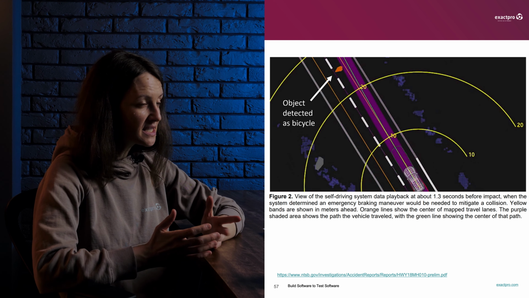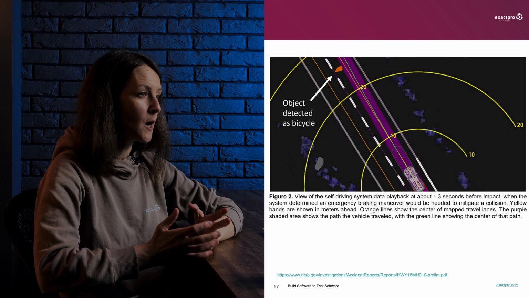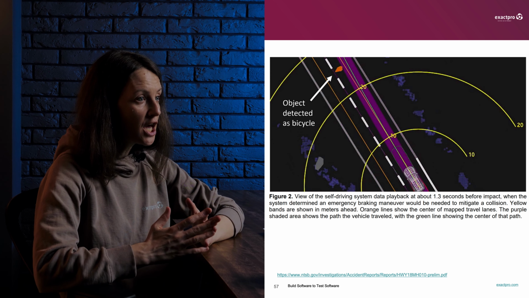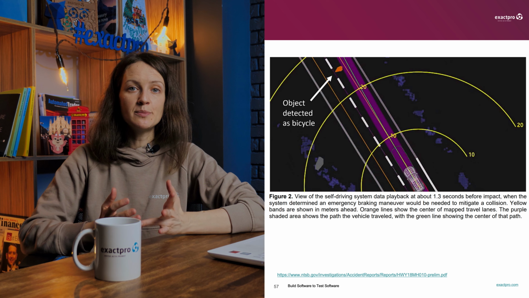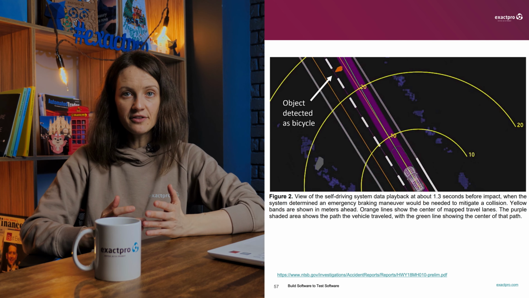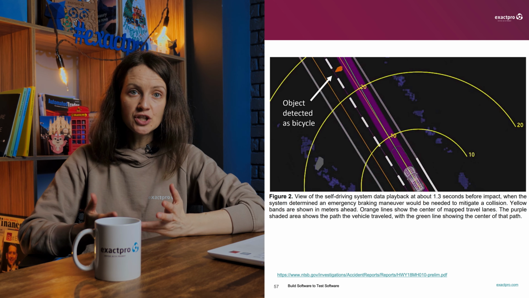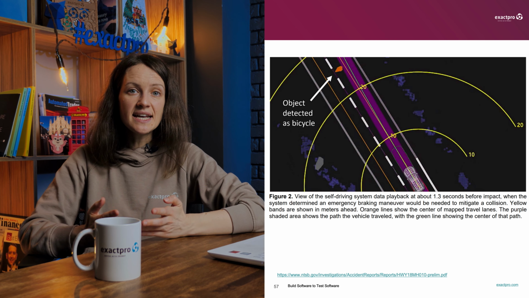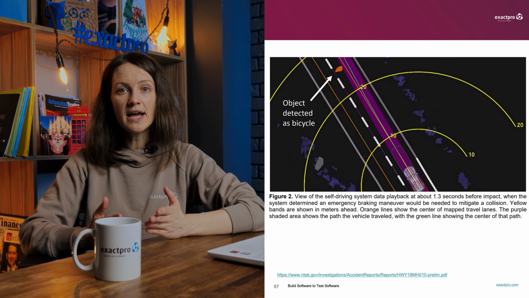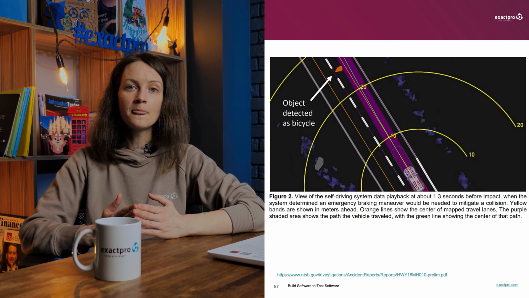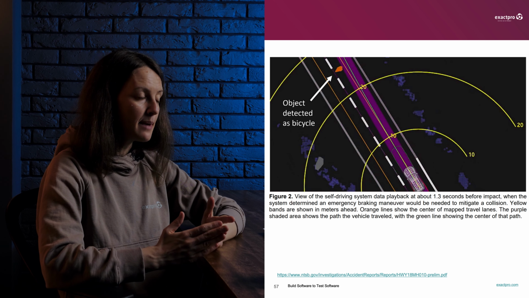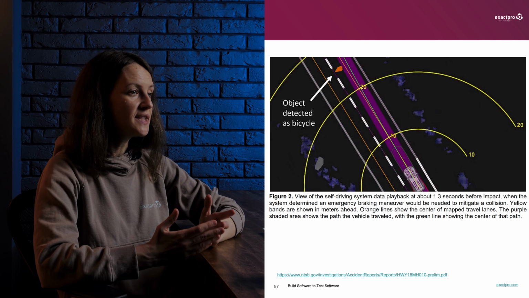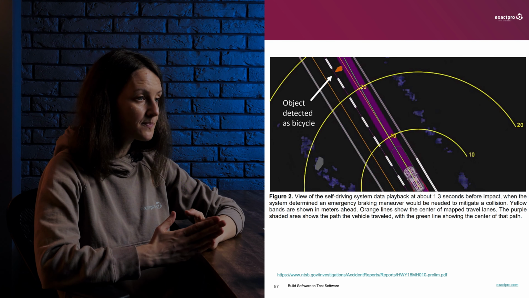At 1.3 seconds before impact, the self-driving system determined that an emergency braking maneuver was needed to mitigate a collision. According to Uber, emergency braking maneuvers are not enabled while the vehicle is under computer's control, to reduce the potential for erratic vehicle behavior. So in this case, the verification passed and the system met all the specified requirements. The validation, on the other hand, came up lacking because the most crucial requirement in a situation like this would be to hit the brakes.